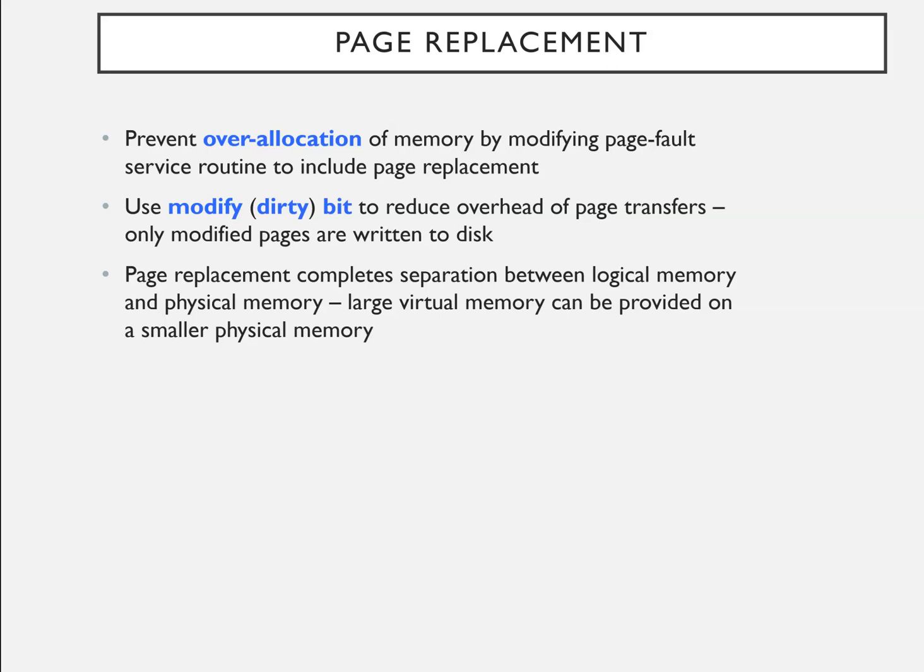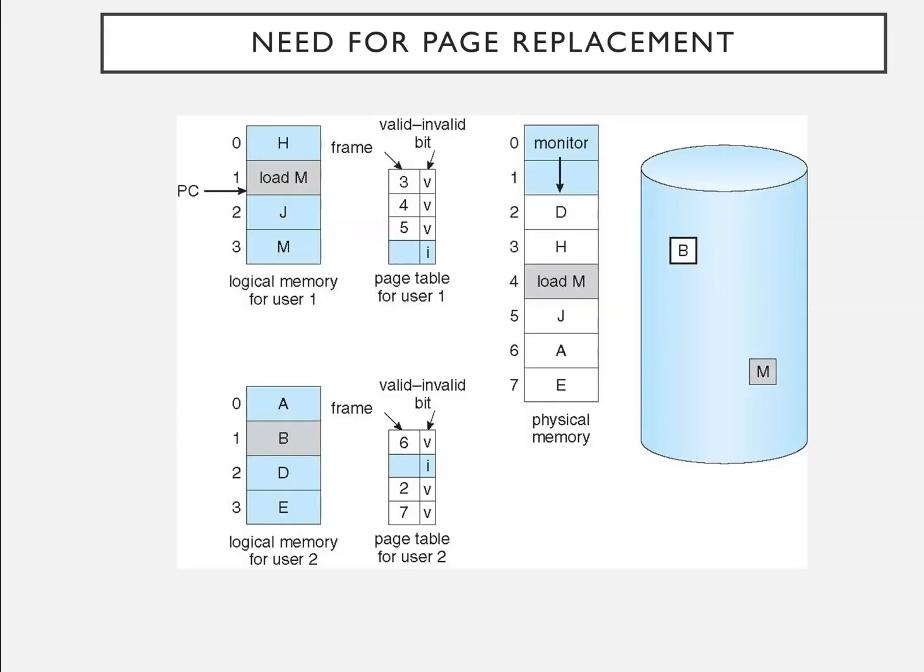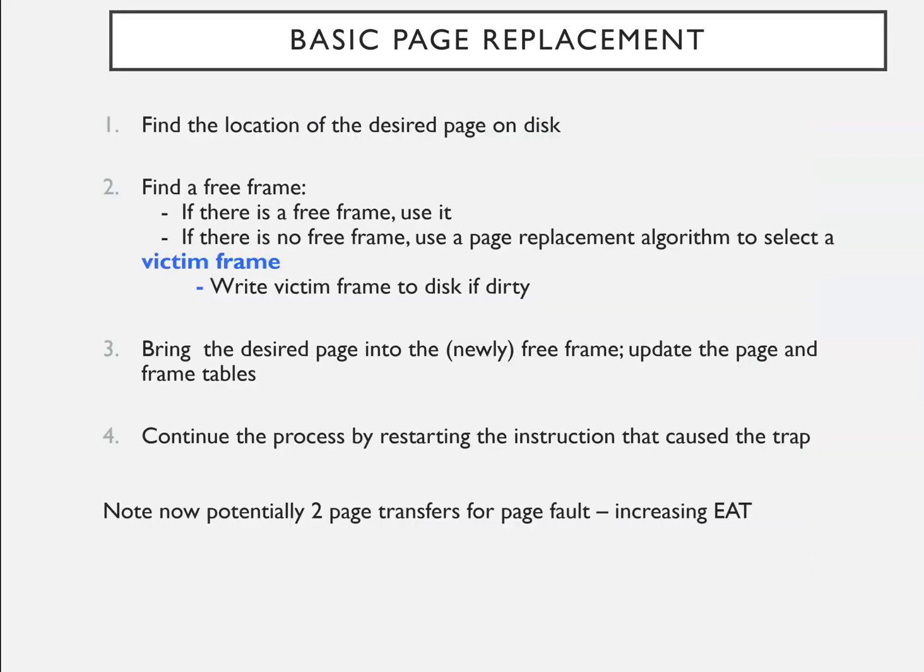Page replacement completes the separation between logical and physical memory, and a large virtual memory can be provided on a much smaller system. So here we try to load page M, but it's not there. And so we're going to end up having to go here and load it from there. Memory 2 still uses the same frames. And if it tries to load something that has an invalid bit, it will force us to go fetch from the storage.